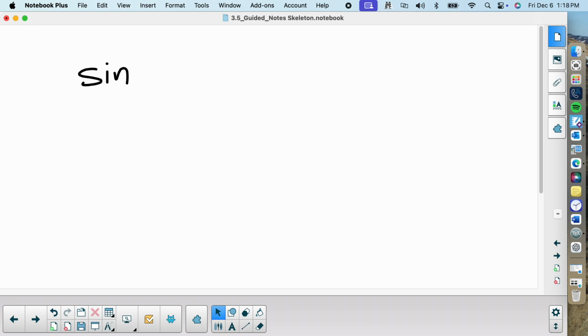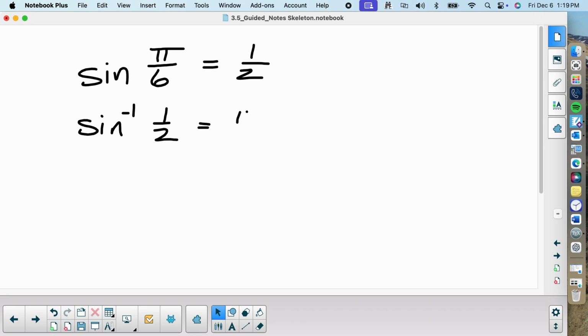Yeah, you did do it in geometry. Sine of pi/6 is 1/2. The inverse sine function just does the reverse. Instead of being given the angle and your goal being to find the ratio, you're given the ratio and then find what angle that ratio came from. So those are inverse trig functions.